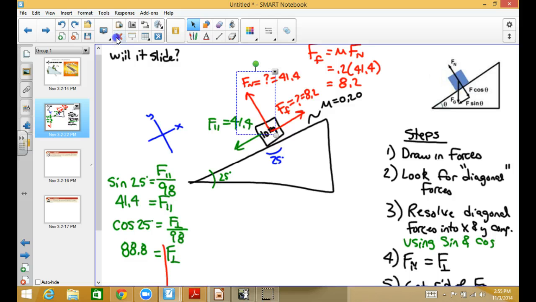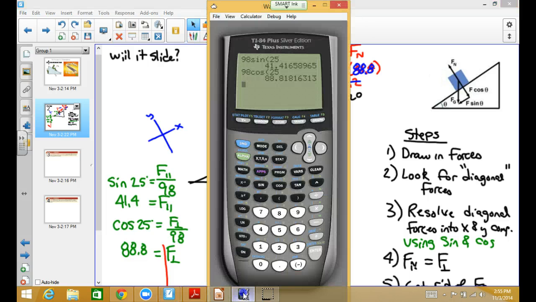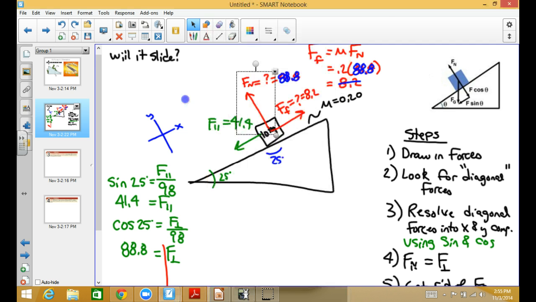Oh, I screwed that up. Oh, dang it! The normal force is supposed to be equal to 88.8. I did that wrong. So this should be 88.8, and then this becomes the wrong number. I'm so sorry. So 88.8 times 0.2. So it's going to be like 17.8. Oh man, that's terrible. On a video.